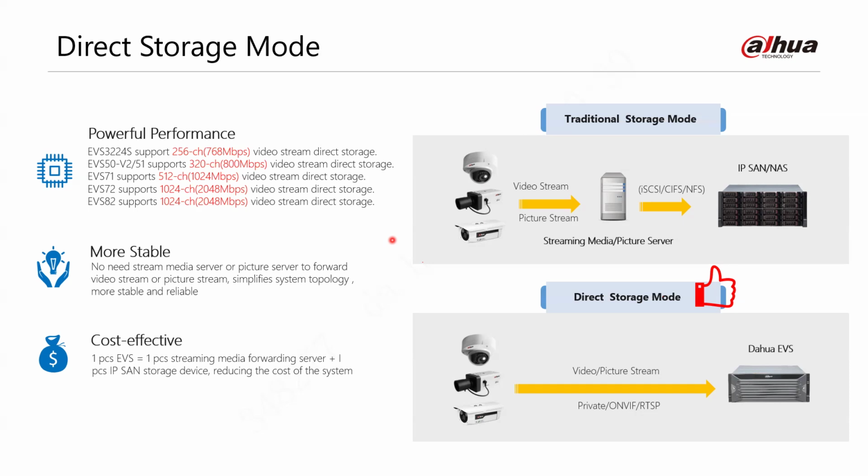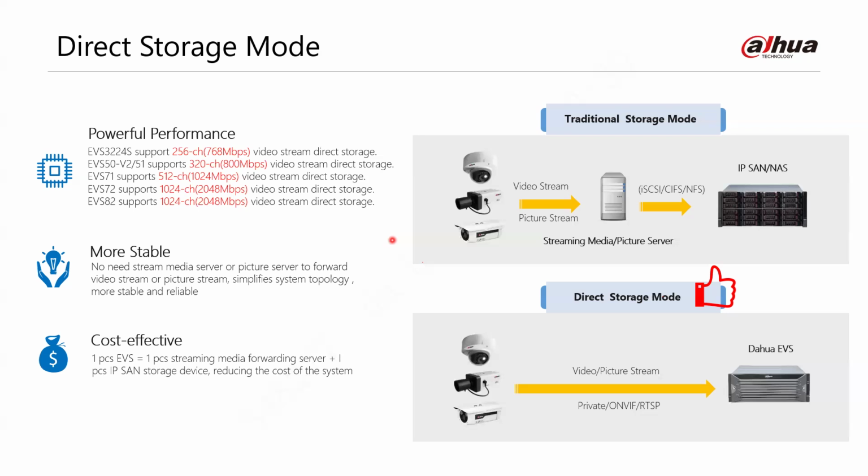So we have the video and the picture streams, both from the private products, that is the Dahua products, or the ONVIF, that is through third-party products, or the RTSP functions for collecting streaming features. Now, for the traditional storage, we have the video streams or the picture streams, first of all, going to the picture server or the streaming media, and then again through the iSCSI protocol or the NFS protocol, sending the data to the EVS through either the IP SAN or the IP storage in a network, or the NAS, that is the network attached storage on the platform itself.